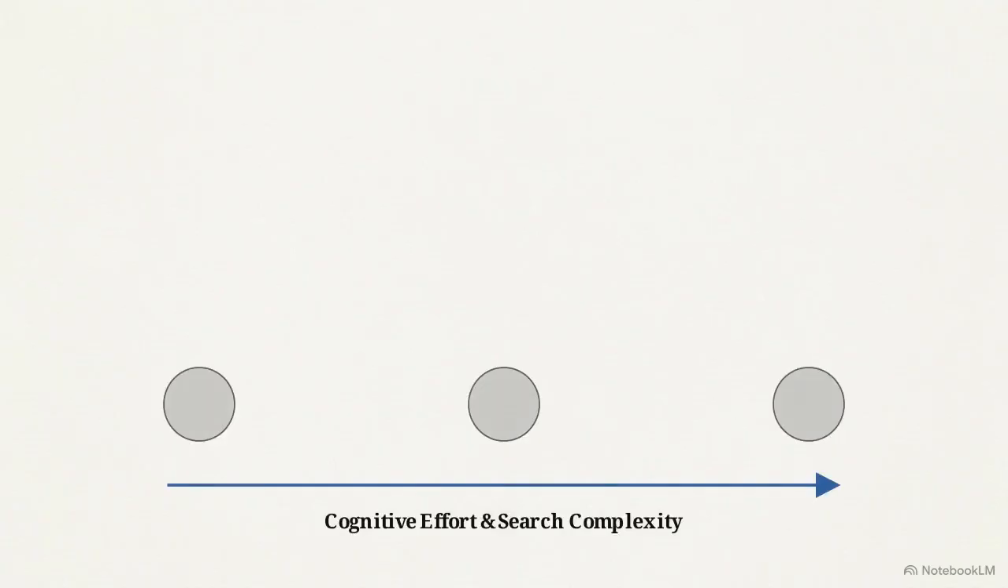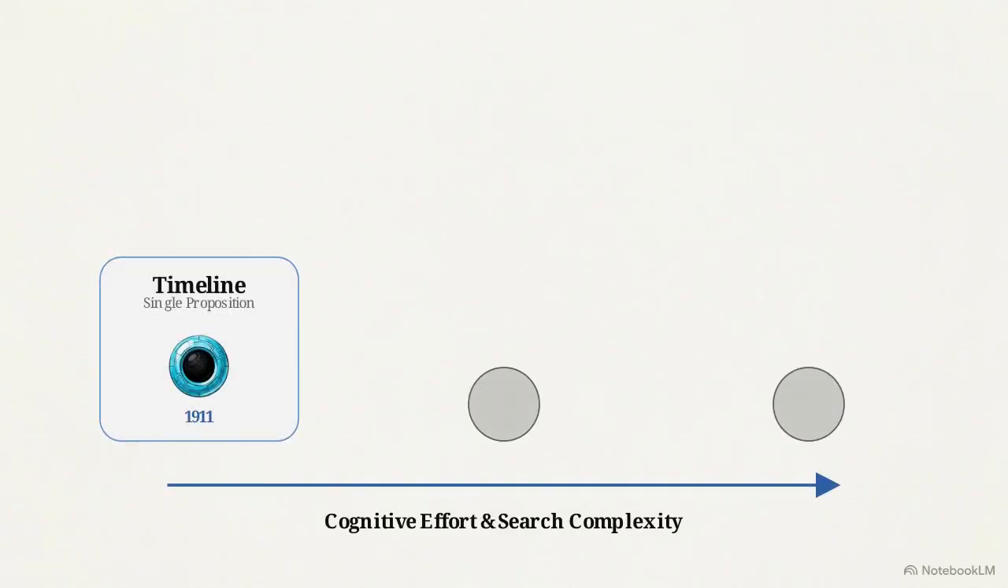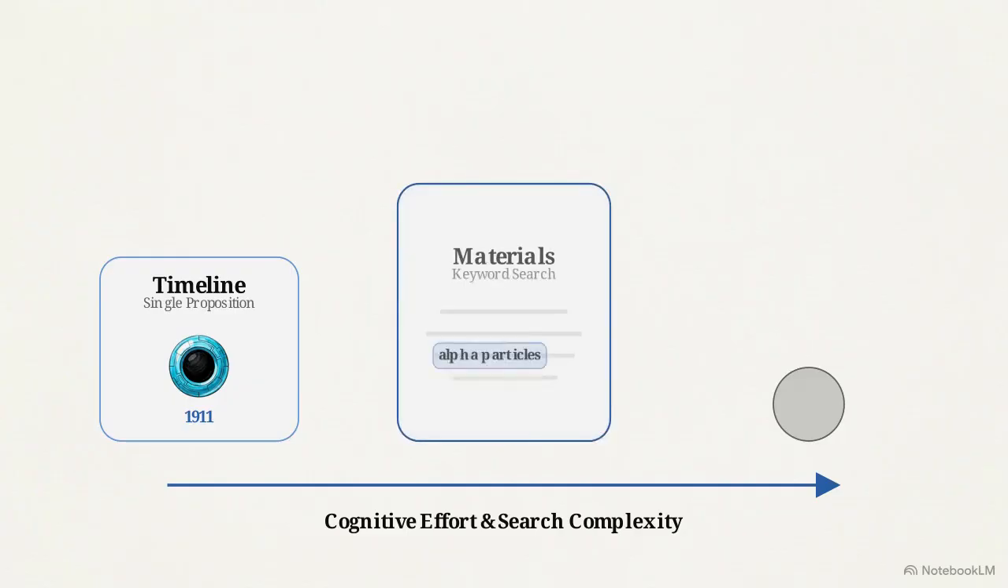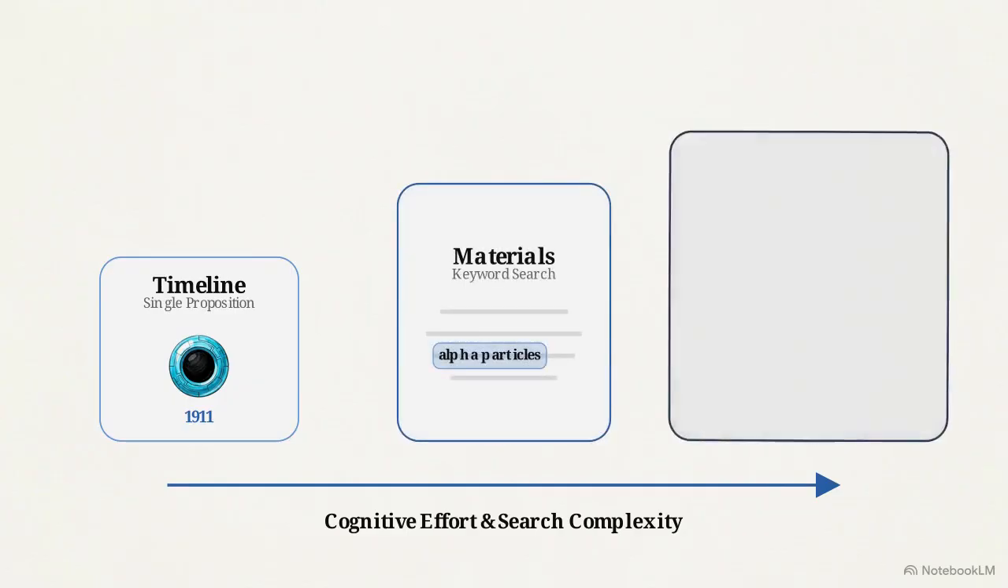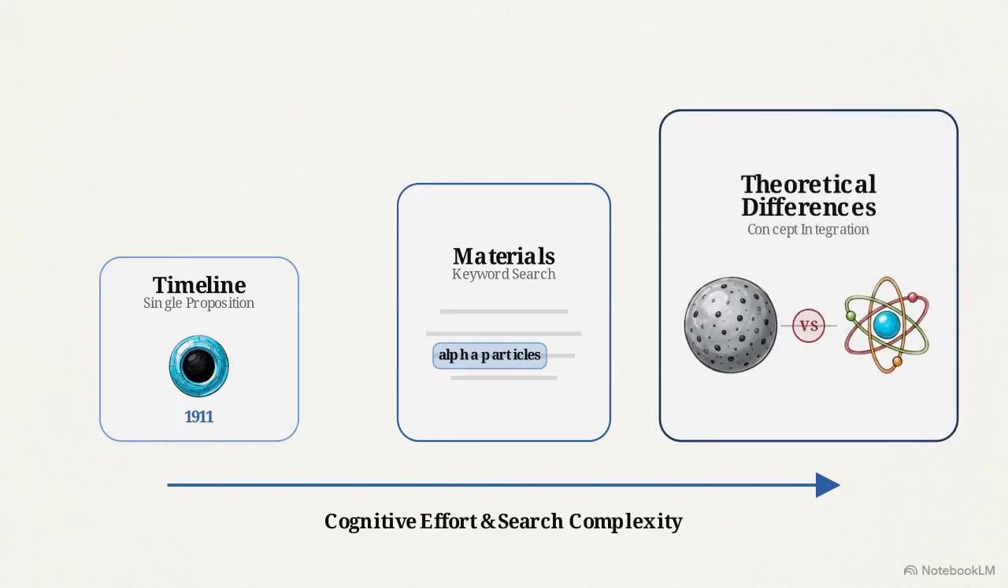Suppose we pose 3 different questions to a student using this text. First, in what year did Rutherford conduct his experiment? Second, what type of particles did he use? And third, how did Rutherford's atomic model differ from Thomson's?